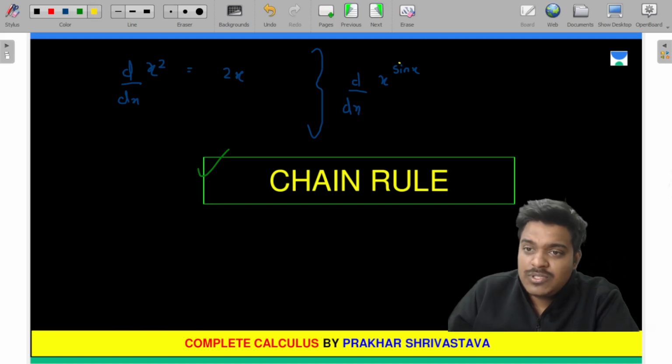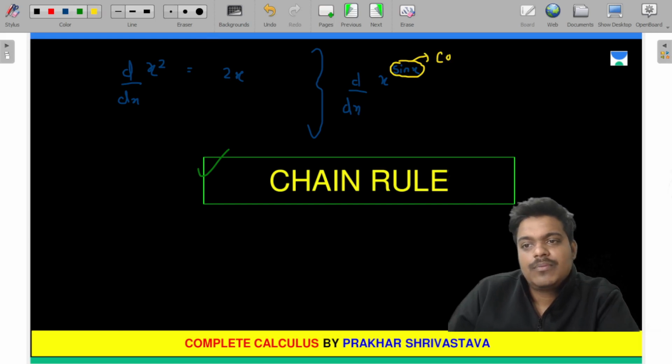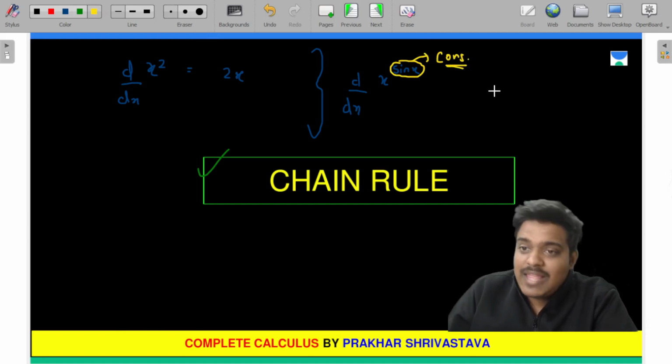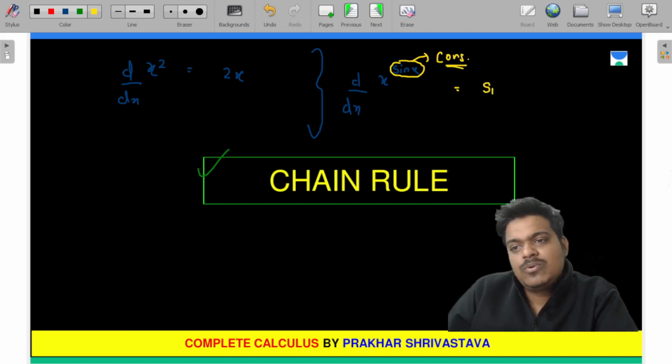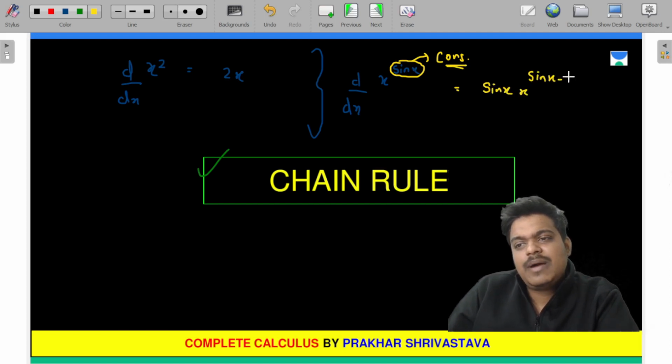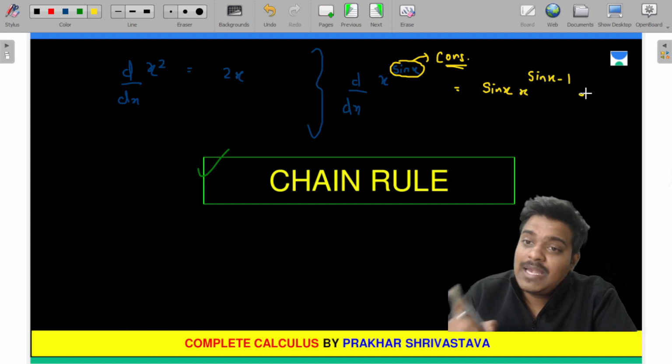Now first you need to treat sin x as a constant, and then you need to differentiate sin x in the multiplication. So we will treat sin x as a constant. So this will be equal to sin x, x to the power sin x minus 1. But you will multiply what?